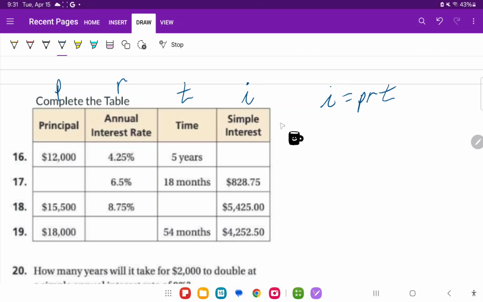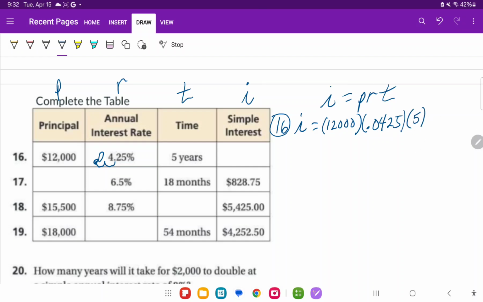So this is number 16. We're going to do that right here. This one, the interest, will just equal the principal, which is 12,000, times the rate. So remember, we need this, 0.0425, times the time, which is 5 years.